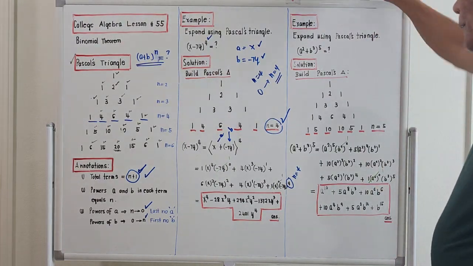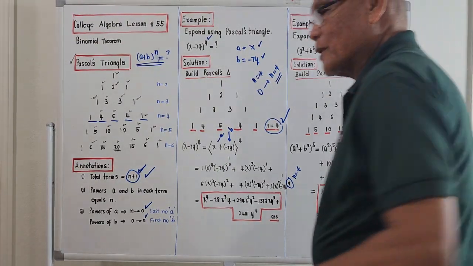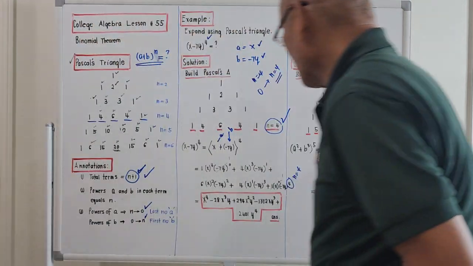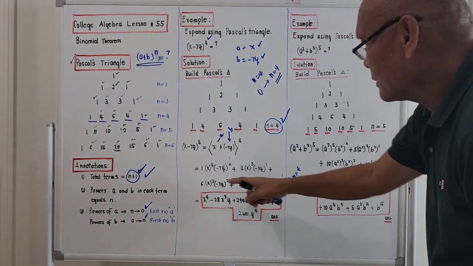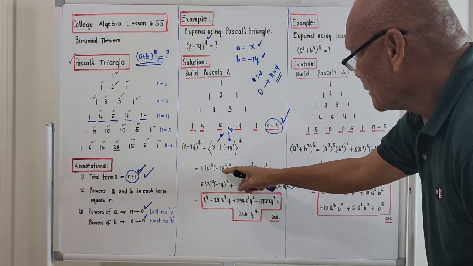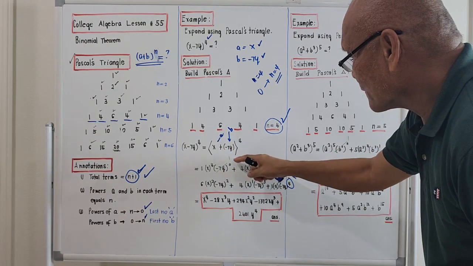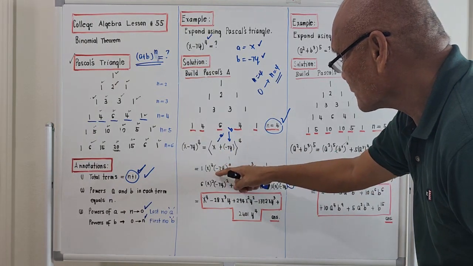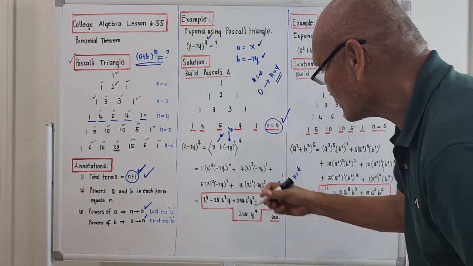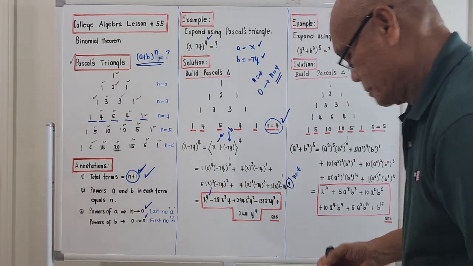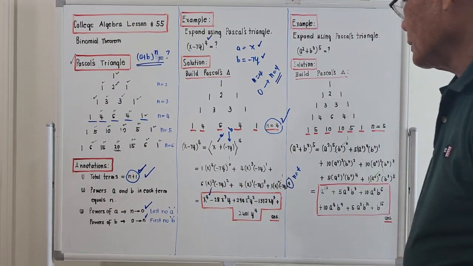So the problem now is just the coefficient of the final answer. For the first one, 1 times x to the 4 minus 7y raised to the 0 power is actually 1. So this will just be simply x to the 4. The first one is x to the 4. Right? What's the next one?